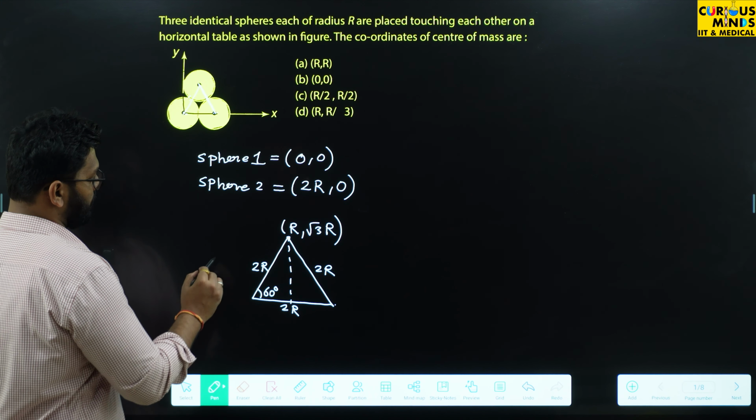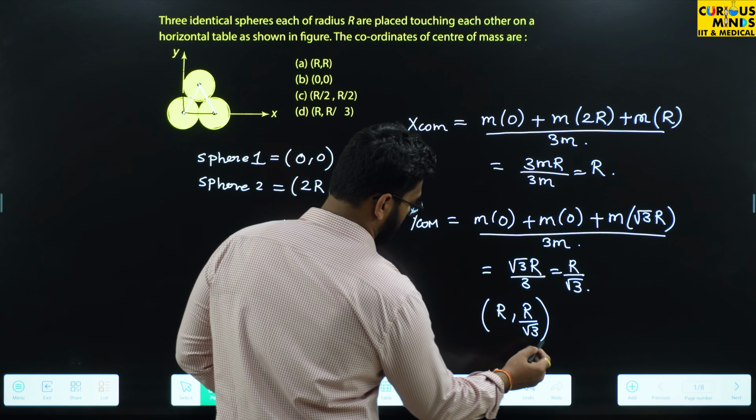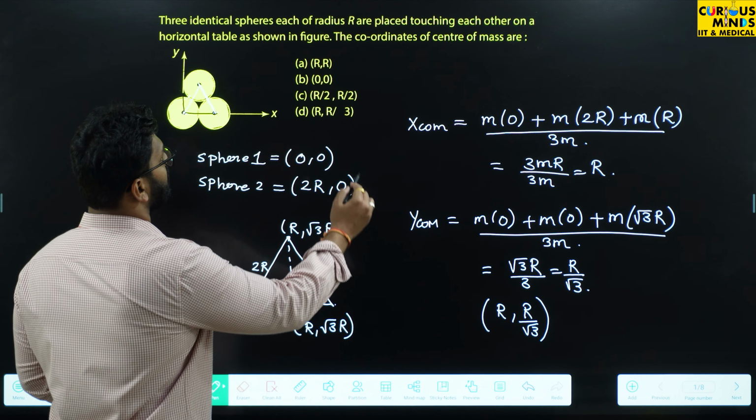So the x and y coordinates of the center of mass are r and r by root 3. This is the coordinates, r and r by root 3. D is the correct option.